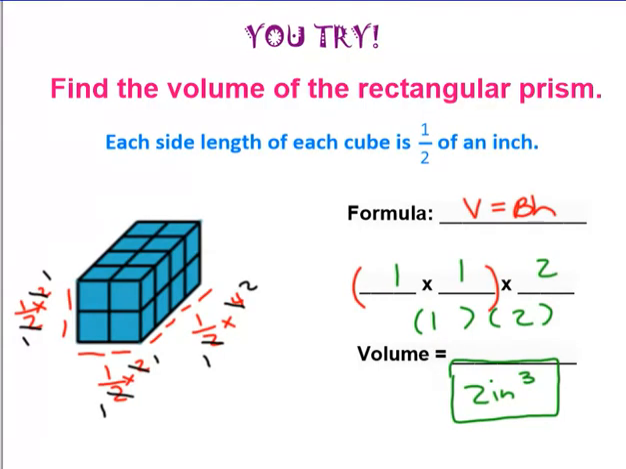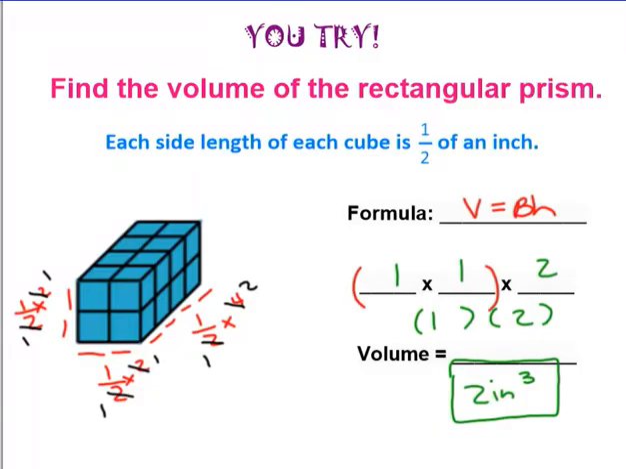All right, go ahead and hit pause if you're not done. So this one actually worked out really nicely. You didn't end up with any fractions as long as you simplified within the problem. So here our base was 2 units long, and so it's 1/2 times 2, which simplifies down to 1. And then the height of the base was also 1/2 times 2, which simplifies down to 1.